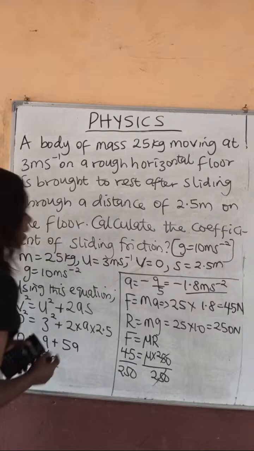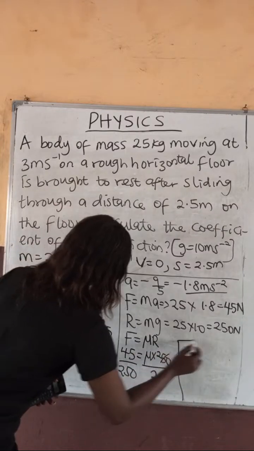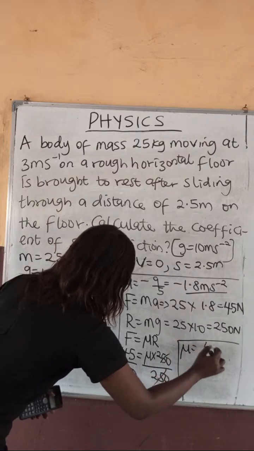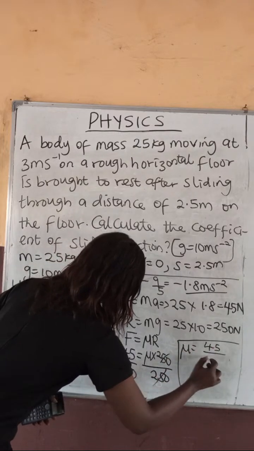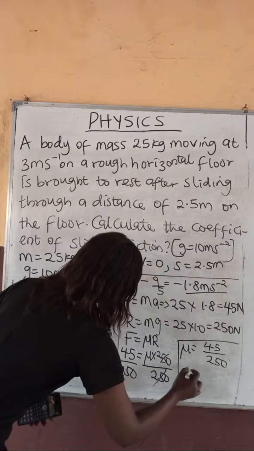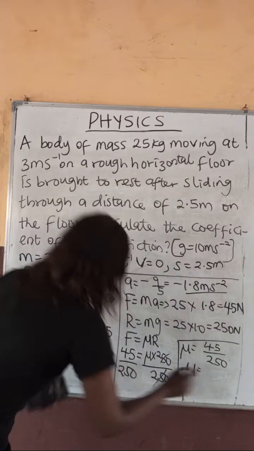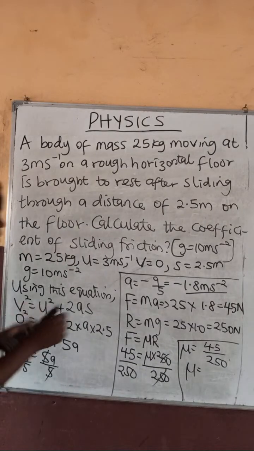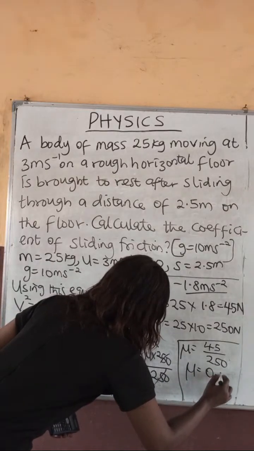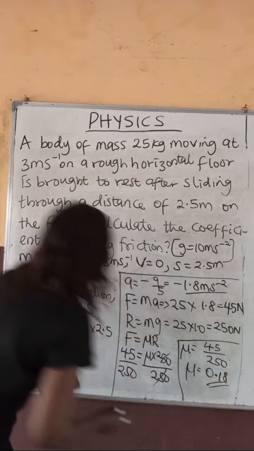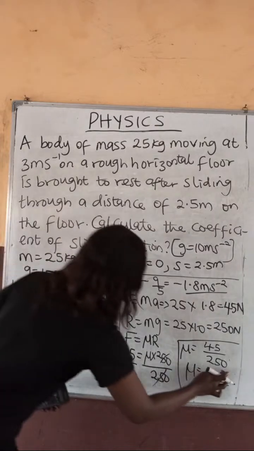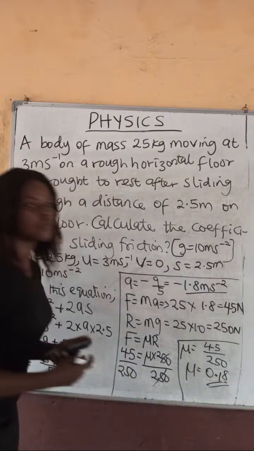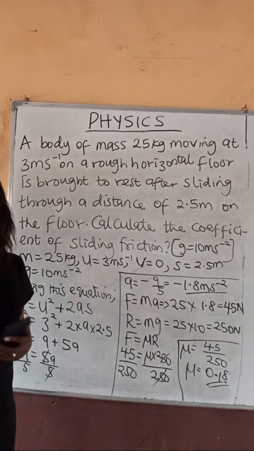This cancels this, right? So my mu is equal to 45 divided by 250. So let's find out. My answer is equal to 0.18. Did we get it? Do you understand? Right.